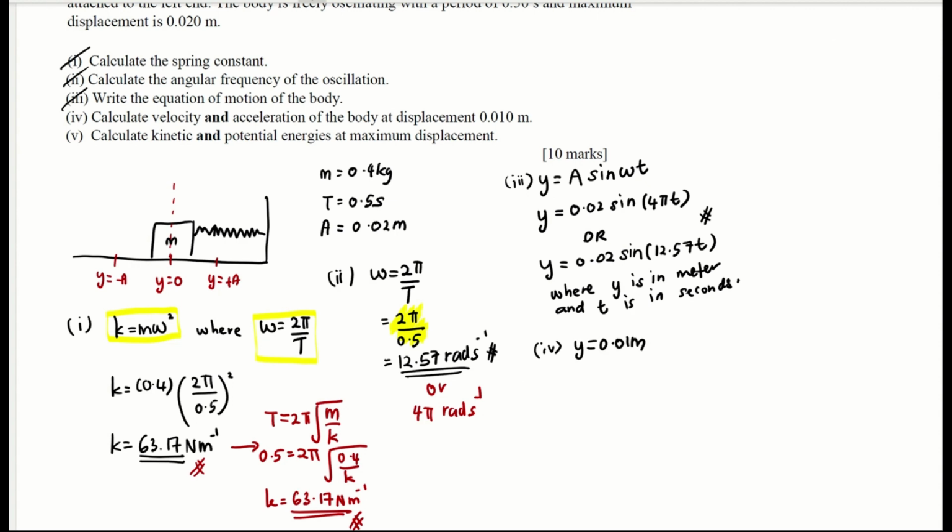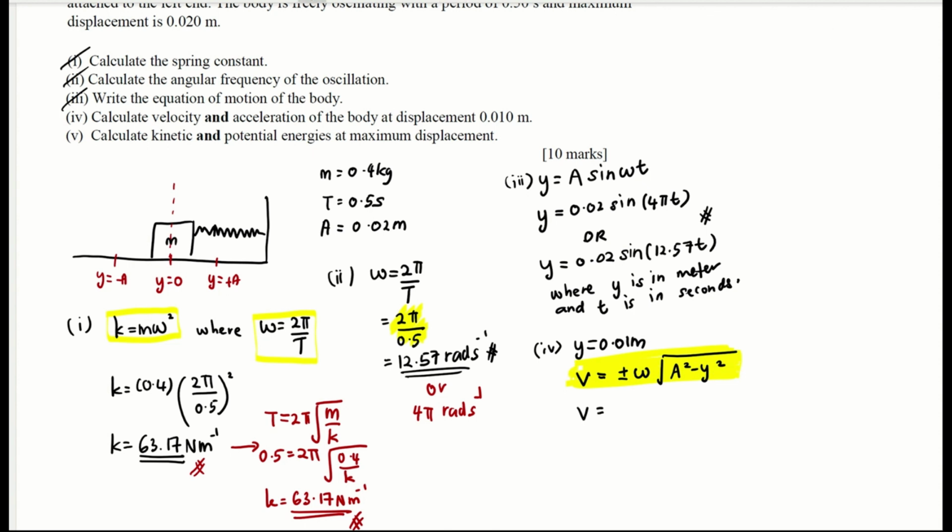And then number 4, calculate the velocity and acceleration of the body at displacement y equal to 0.01 meter. So the question is really straightforward. So you can just use equation v in terms of y, where v is equal to plus minus omega square root a squared minus y squared. Very easy. Okay, you can use this equation. Equation ni pula dah diberi kat depan kan, so tak ada masalah lah.